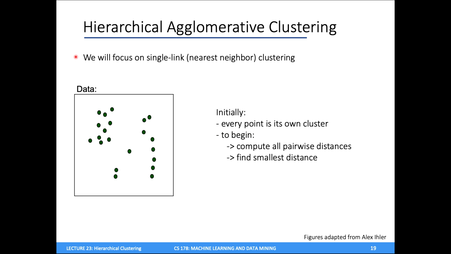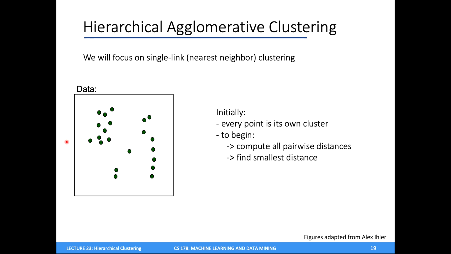Okay, let's look at an example. Really, I think the example drives home what we're doing here and how this works. So here we're going to focus on this single link or nearest neighbor distance in this example. So say I've got some unlabeled data. Each one of these green points is a data point. What we're going to do is initialize our algorithm by creating a separate cluster for every data point. So here I've got n clusters, one data point per cluster.